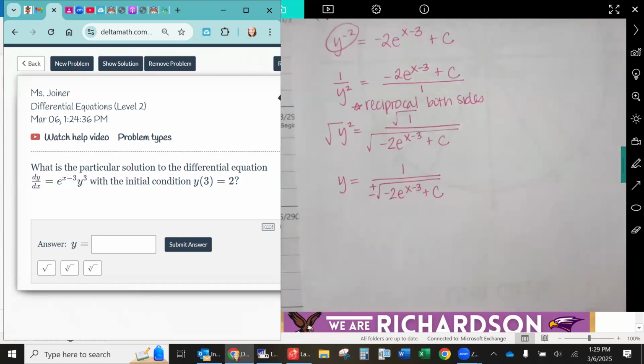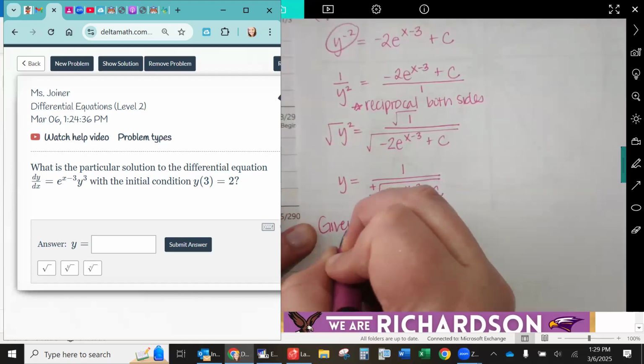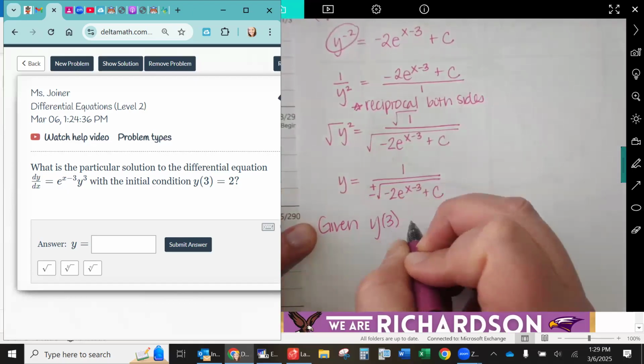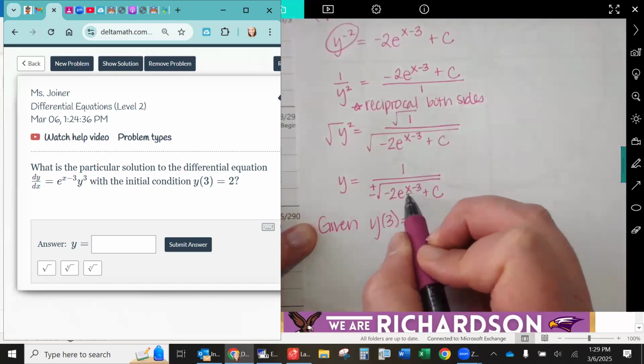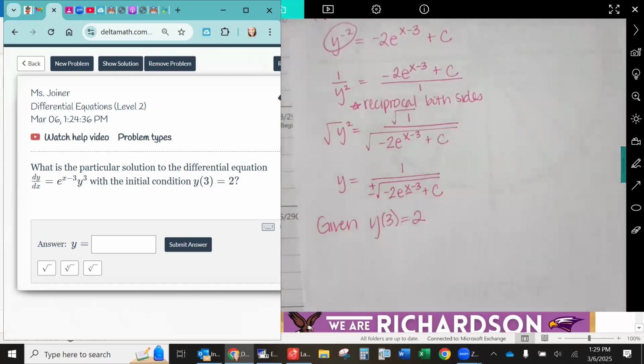How do I turn it into a particular solution? Plug in the values to find what? Very good. We need to find what your c is. It says right there that y of 3 is a 2. So that means that when I plug in 3 as my x value here, my answer on the other side should come out to be a 2.